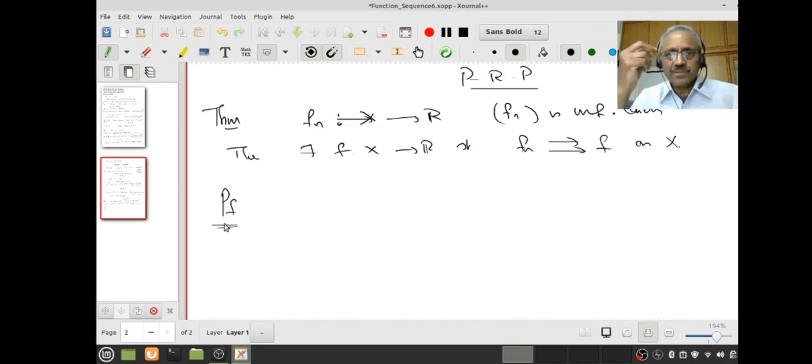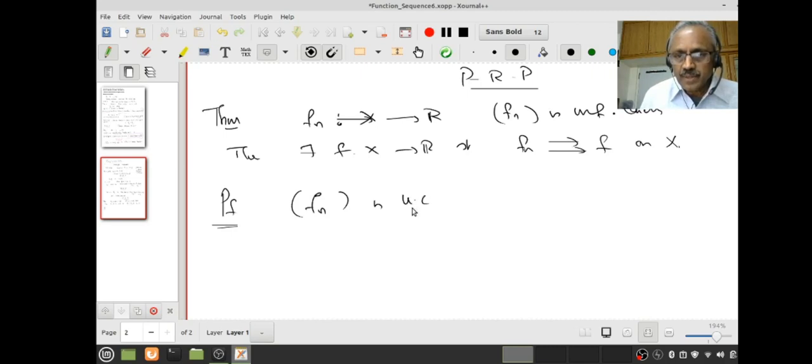So the first thing is I have to find a function f. How do you think I will do that? Again, remember we proved something interesting. What did we prove? If f_n converges to f uniformly, then f_n converges to f pointwise. That is, for each x, f_n(x) must be convergent, and the limit is f(x). You understand? Now that suggests something. What does it suggest? If f_n is uniformly Cauchy, then for each x in X, the sequence of real numbers f_n(x) is a Cauchy sequence of real numbers.